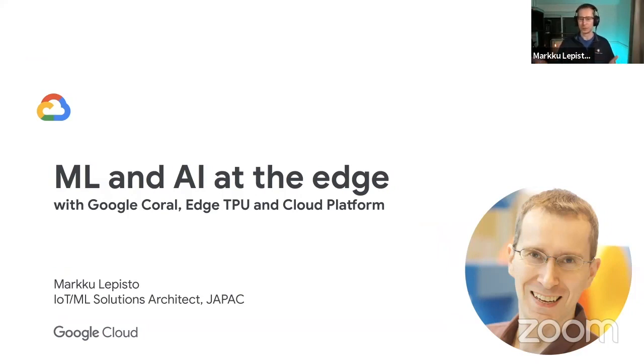So my name is Markku, that's my face there. I'm a solutions architect at Google Cloud. I focus in IoT and machine learning and AI. I'm based in Tokyo. And today I'd like to show you about machine learning and AI at the edge.